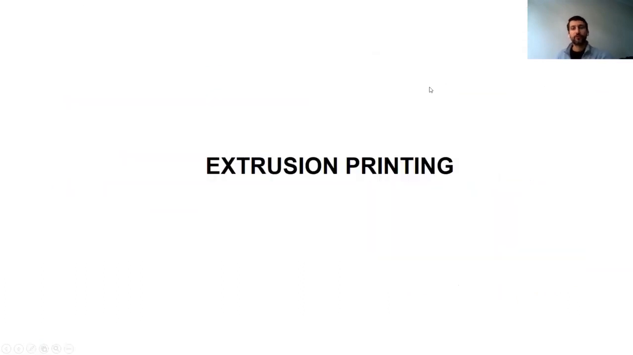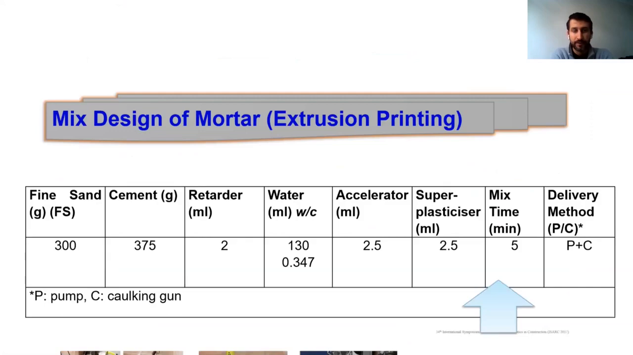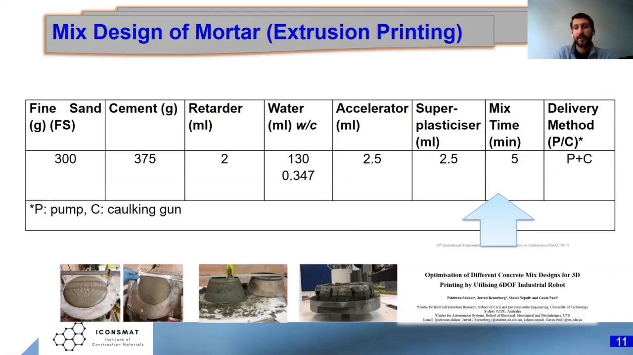So for extrusion printing, we have actually used this sort of mix design. The mix design has fine sand, cement, and retarder, and sometimes superplasticizer. It depends on how you use the design. For the delivery method, we have been using different methods, like a caulking gun, and we have also used a pumping process.